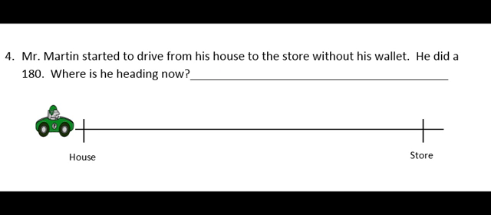This question says, Mr. Martin started driving from his house to the store without his wallet. He did a 180. Where is he heading now? Well, if he were driving to the store and did a 360-degree turn, that would be a complete circle. He would start facing the store and he would end facing the store. A 180 is considered a half turn, or halfway around the circle. So if he's driving to the store and he turns halfway around, that means he will be heading back toward his house. So where is he heading now? He's heading back to his house.